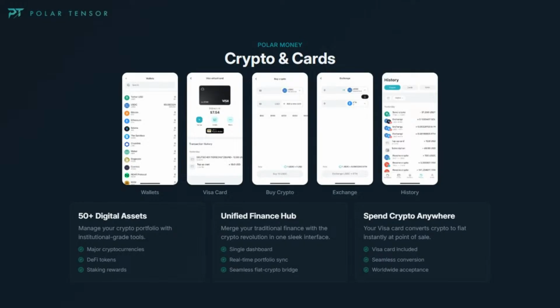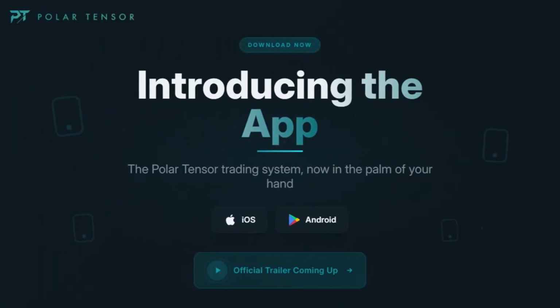The Polar Money Visa card allows you to spend your crypto anywhere, with seamless conversion and worldwide acceptance. Bridge the gap between traditional finance and cryptocurrency with Polar Money. Users can access Polar Tensor and Polar Money through the web or via the mobile app, available in the Google Play and the Apple App Stores. The power of Polar One is always in the palm of your hand.